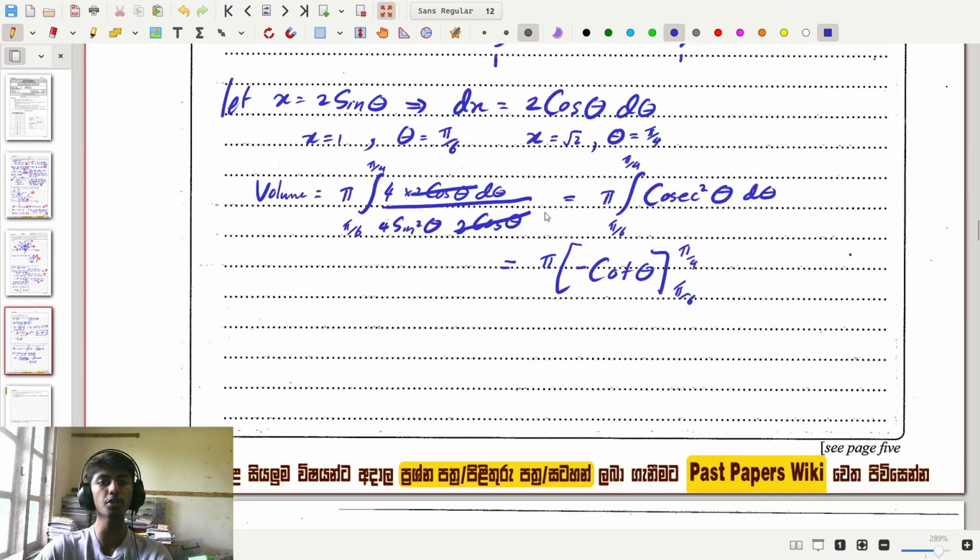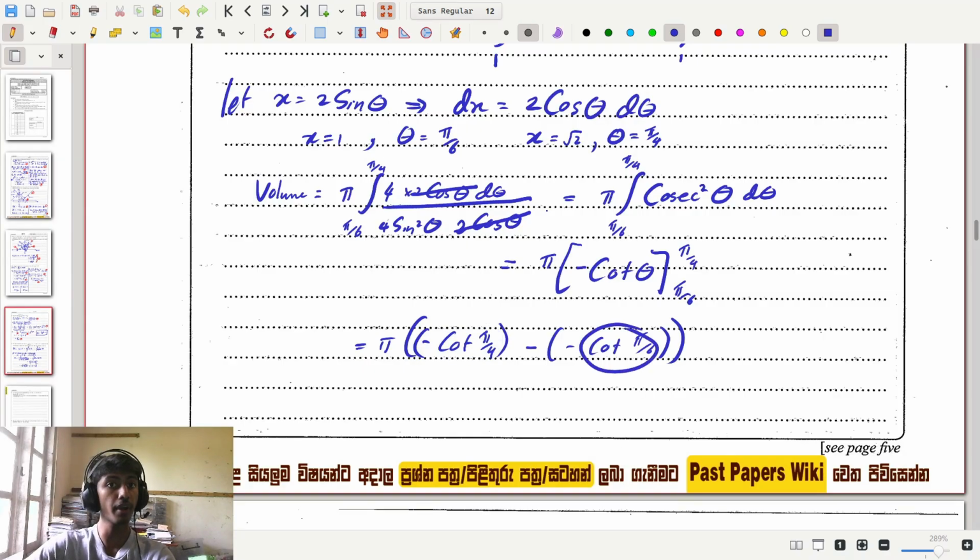So if we substitute, we're going to get pi times, and then the upper bound is going to be equal to negative cotangent of pi by 4, minus the lower bound, which is negative cotangent of pi by 6. Now substituting the values, cotangent of pi by 4 is equal to 1 over tangent of pi by 4, which is just 1. So therefore this is equal to 1.